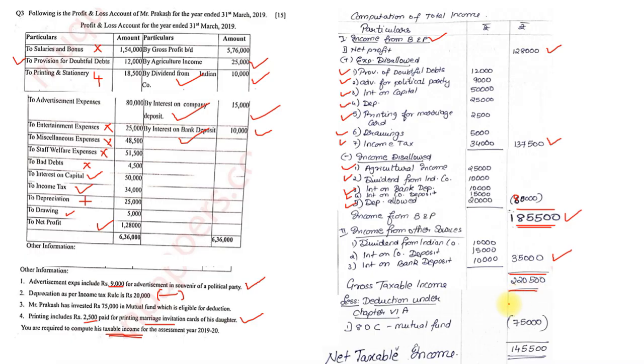To that, the last step, less deduction under Chapter 6A. There was only one investment which was made, 75,000 in mutual funds. That comes under Section 80C. So 80C is mutual fund, 75,000 deduction. 2,20,500 less 75,000 will give you 1,45,500. That is our net taxable income.